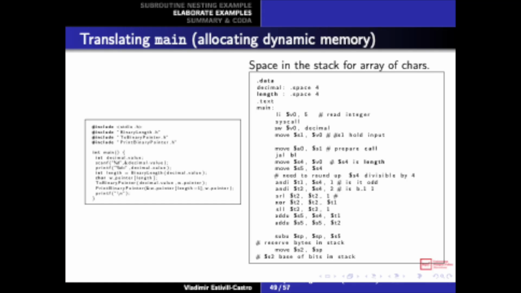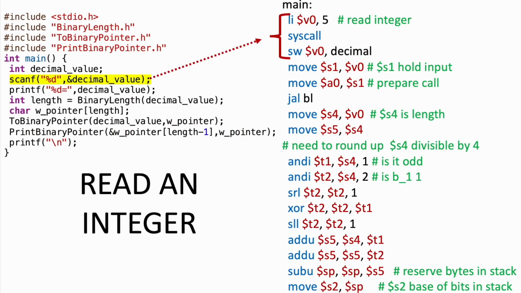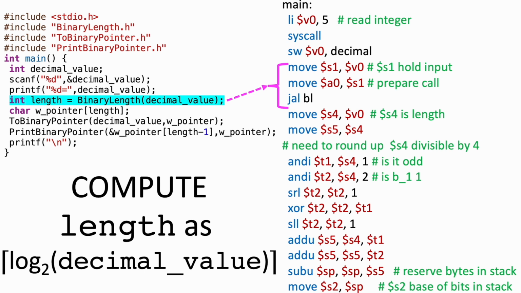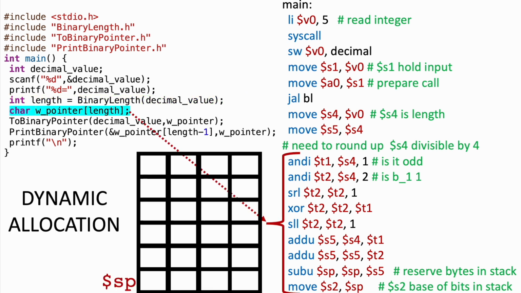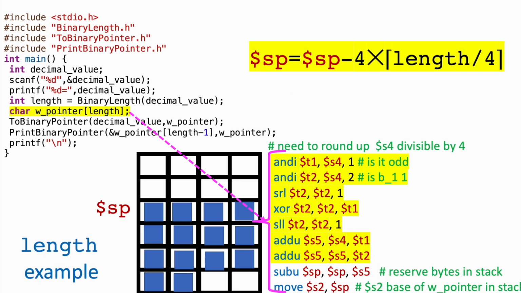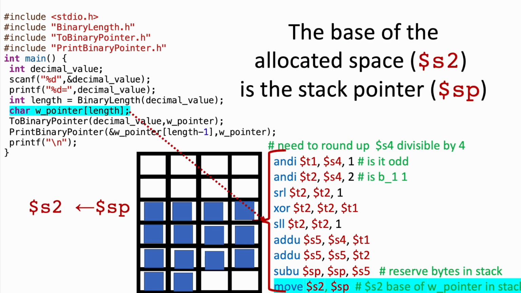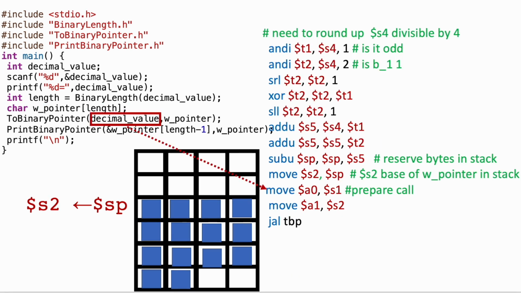We now illustrate the dynamic allocation in assembly into the stack. After reading the input and finding its length in binary in the main assembly program, we want to shift the stack pointer as many bytes as needed to fit the binary representation, rounded to the next word. There is a bit of arithmetic to do this before shifting the stack pointer by the value in $s5 and then copying the value of the stack pointer in $s2. This value in $s2 is the base of the space allocated and used as a parameter in the calls of the recursive functions.